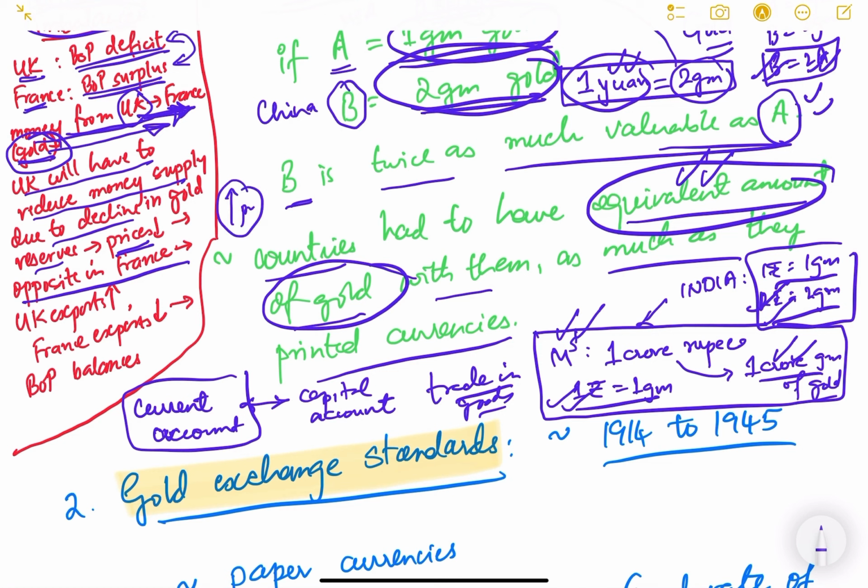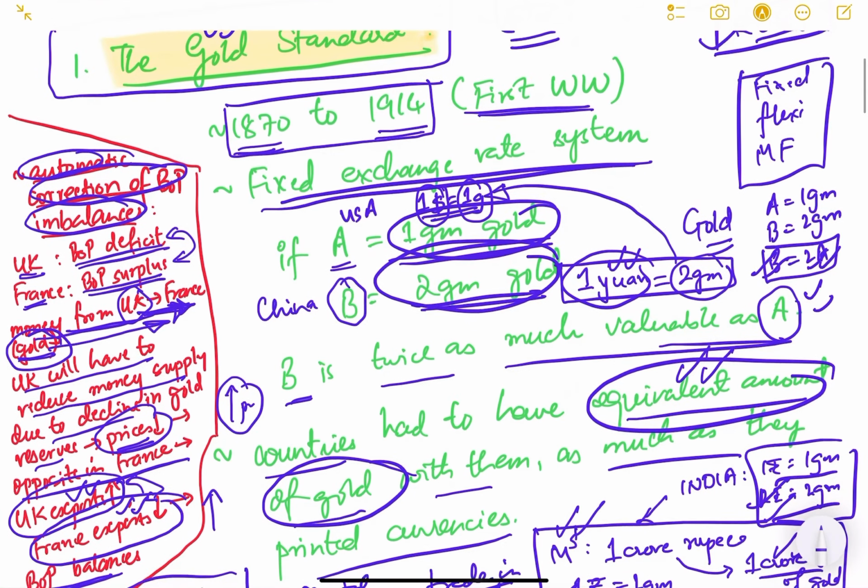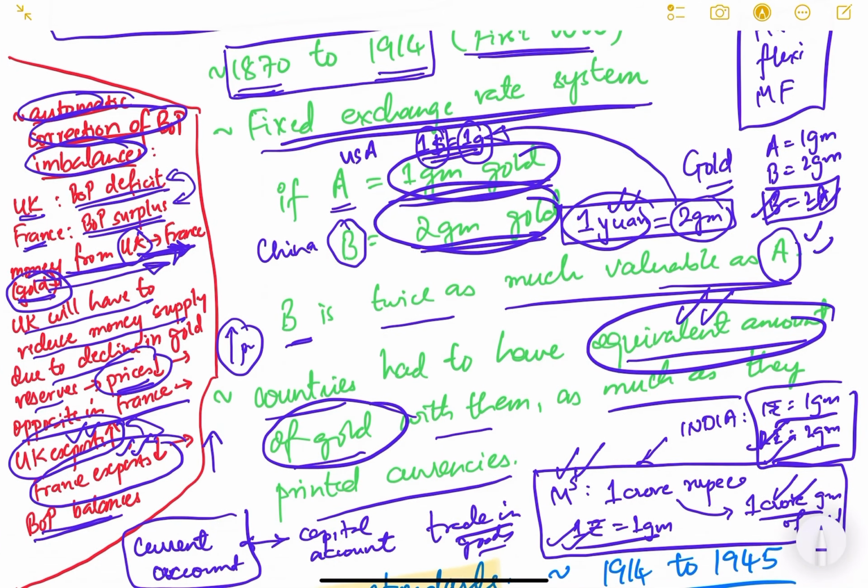Now since the UK prices are going down, UK commodities, UK goods will become cheaper. Since they become cheaper, UK exports will increase and France exports will decrease, because France prices are going up and UK prices are going down. So automatically the BOP will get balanced. Now UK is exporting more, France is exporting less, so it gets balanced. Obviously this is just a theoretical concept, but this is how it happens, right? So basically the gold standard has an automatic correction of BOP.